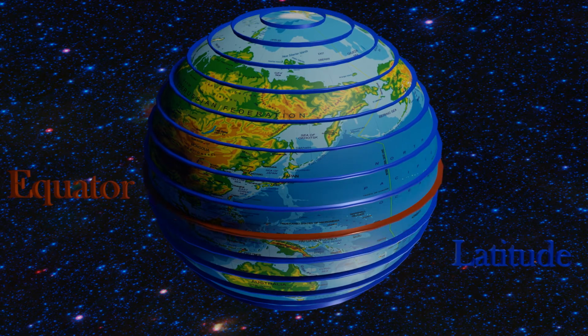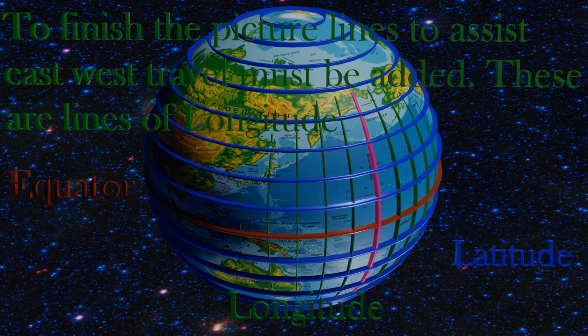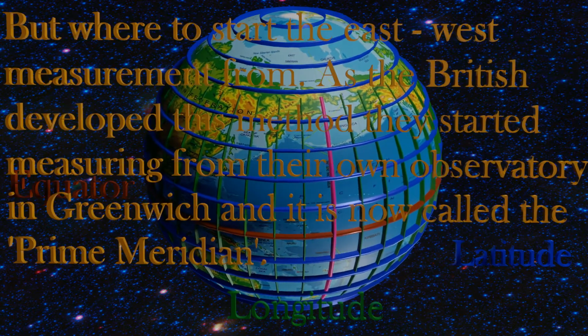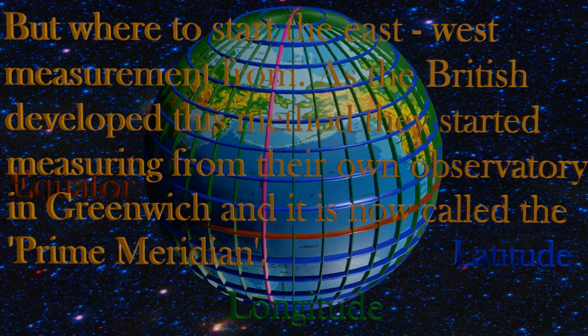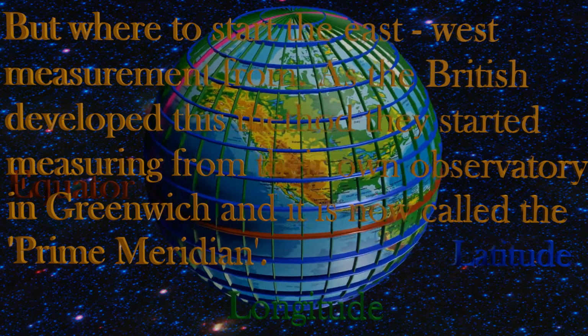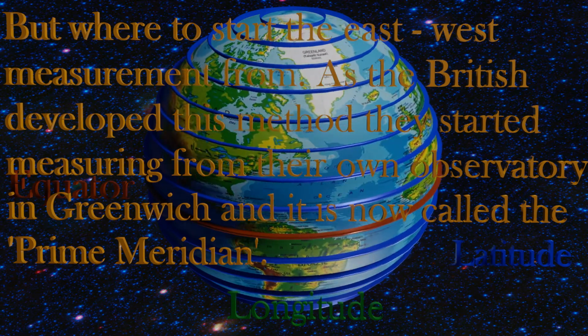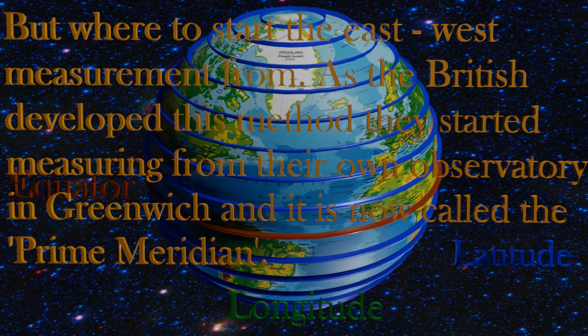To finish the picture, lines to assist east-west travel must be added. These are lines of longitude. But where to start the east-west measurement from? As the British developed this method, they started measuring from their own observatory in Greenwich, and it is now called the prime meridian.